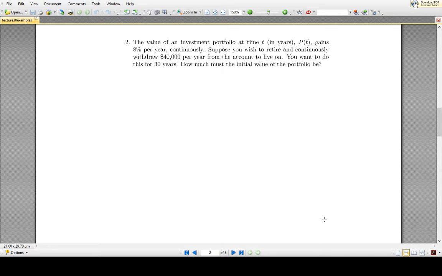Okay, so let's set up this equation. We're given that this investment is given by capital P, and we're told that the rate of change of capital P, of our investment value, is equal to the rate in minus the rate out. So now we have to look at the question and determine what is the rate in and what is the rate out. Well, how much money is going into the account?